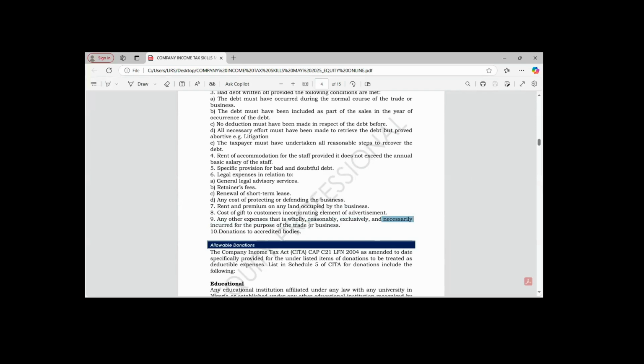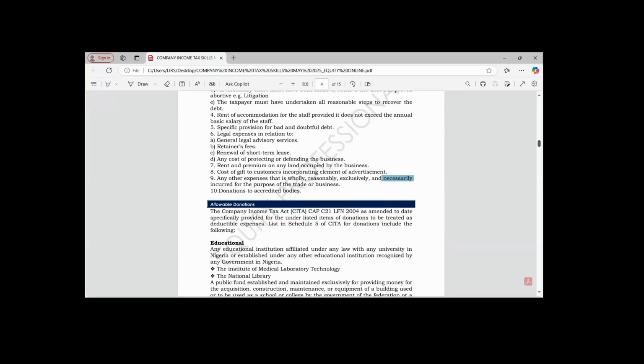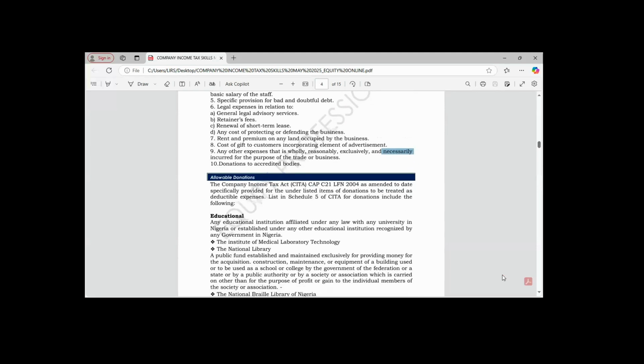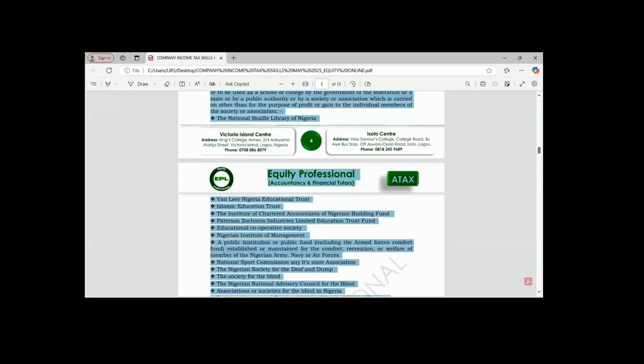Then we have donation. Another allowable expense for a company is donation to accredited bodies. So there are certain bodies to which donations are expected to be made. The list of those bodies is listed in Schedule 5 of CITA. So we have various bodies that are listed. These are the bodies to which your donations are expected to be made.